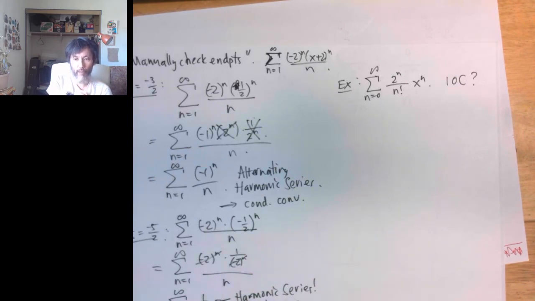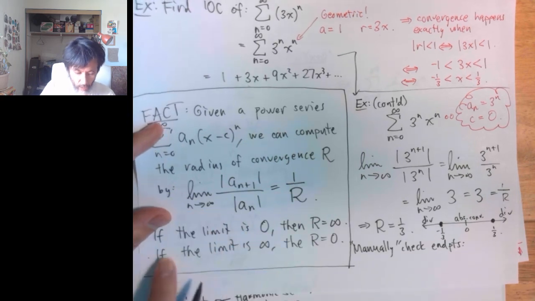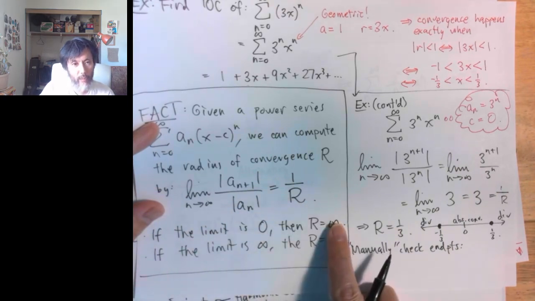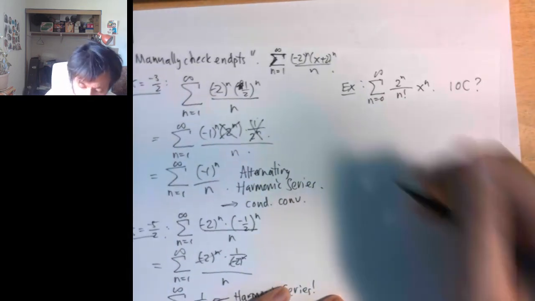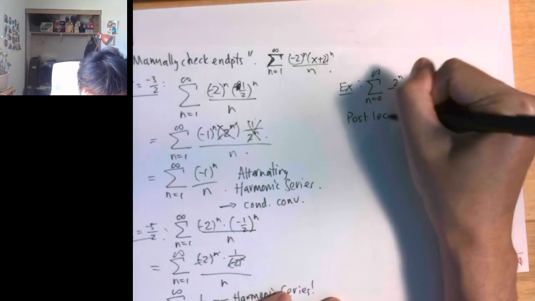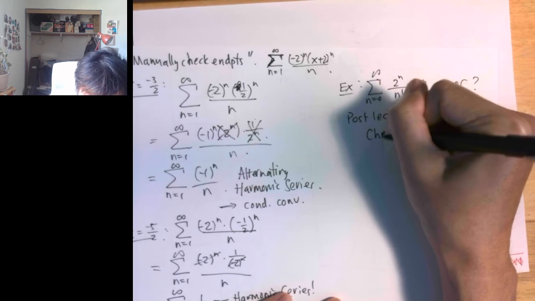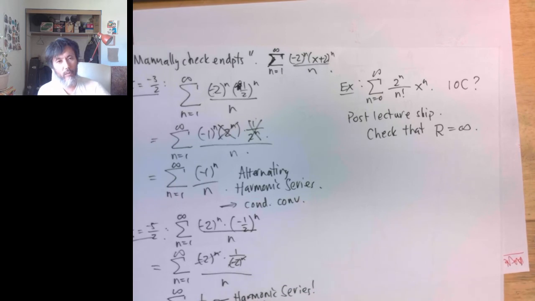And I claim that what you'll find if you do this, when you compute this limit here, you'll get 0. Which will suggest, as per this stipulation, that if this limit over here is 0, then we interpret the radius of convergence to be infinity. So what I want you to check with your post-lecture slip today is that the radius of convergence is infinity, that r is equal to infinity.